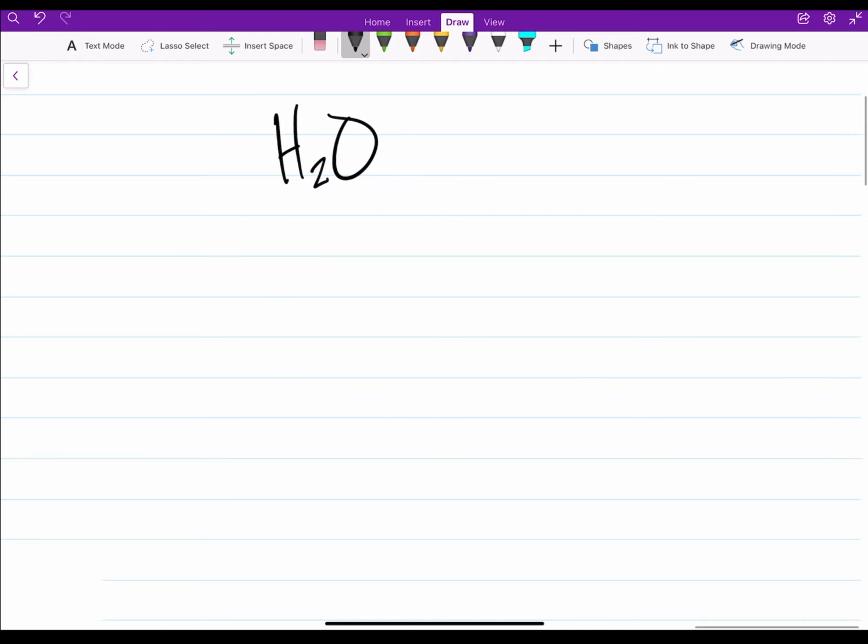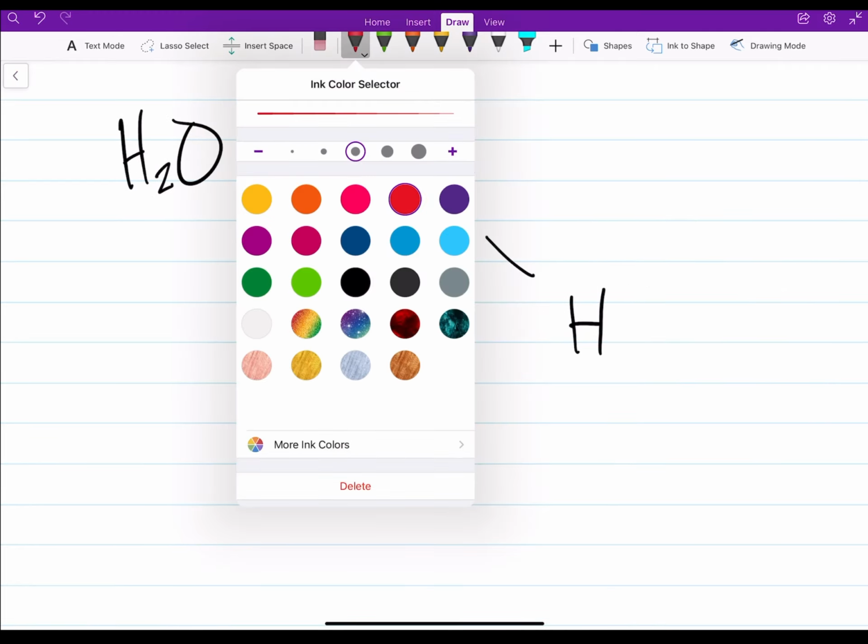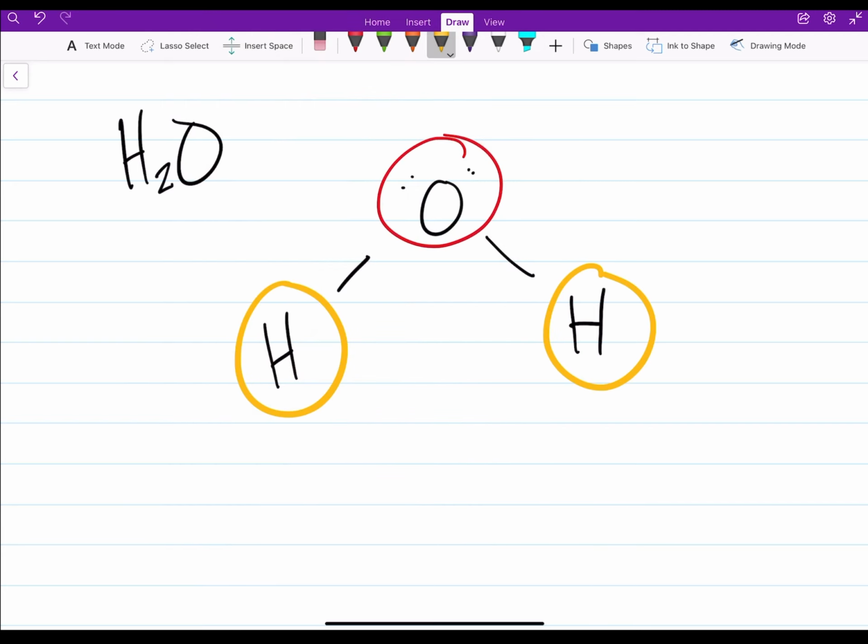So H2O looks like this. And let's put some colors around it. So it looks like that. If we are looking at H2O, H2O is going to be a polar molecule because while the H's are the same, we have lone pairs here on our oxygen. This is a polar molecule. So when we have a polar molecule, the electrons spend more time around one area than another. And that area where they spend more time, we can figure out because of electronegativity.